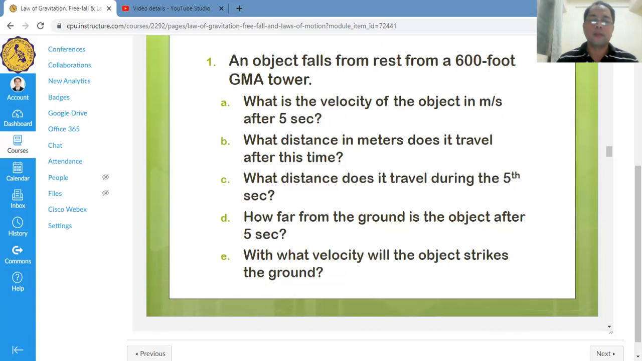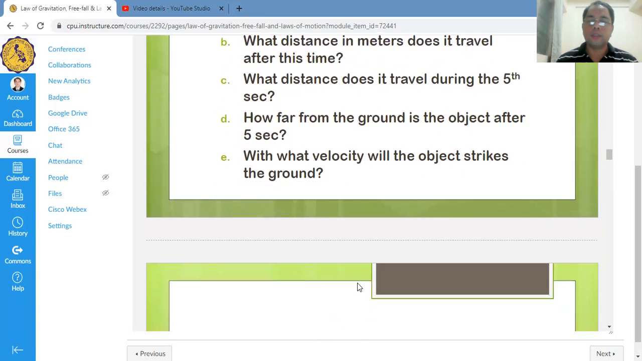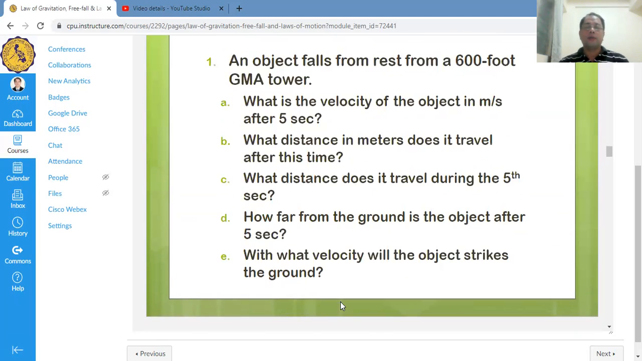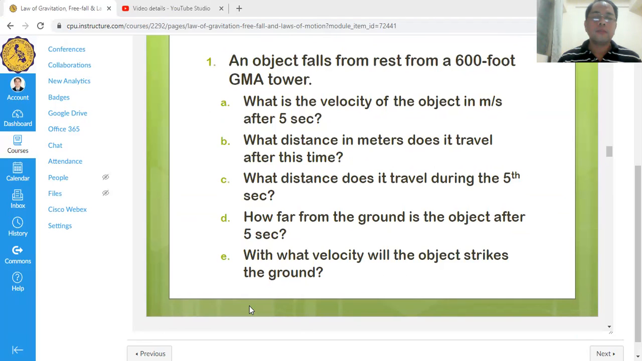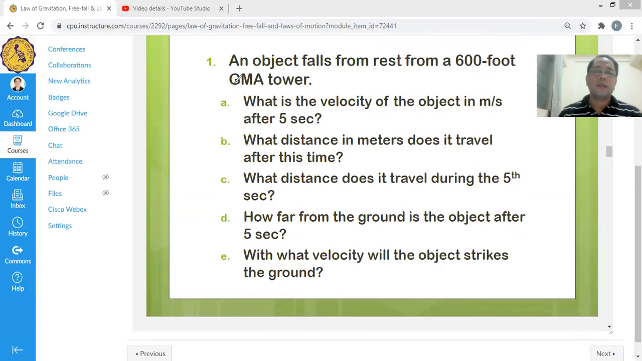So let me use a whiteboard. How do we do this? Let's try a whiteboard. So we have now a 600-foot tower. So our given, the height, again, height is 600 feet.